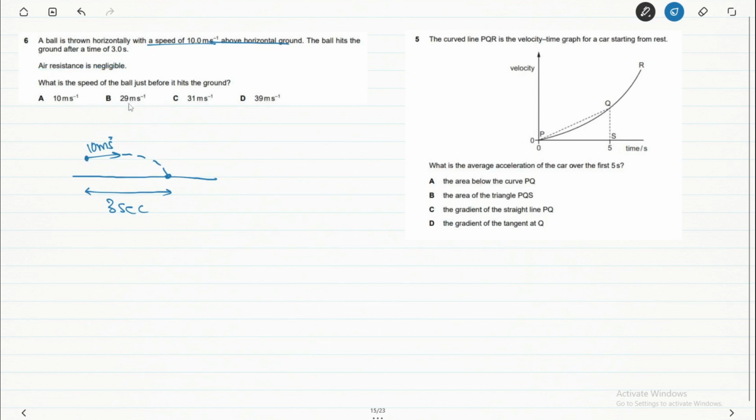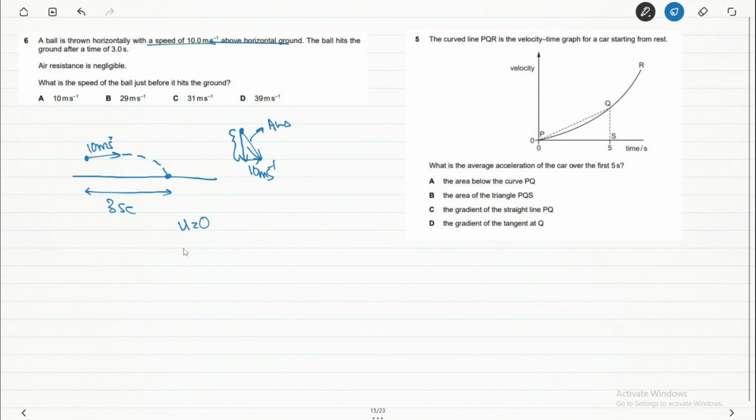So we just have to find the speed of the ball just before it hits the ground. The speed of the ball refers to the total velocity of the ball, which would be in this direction, because it will have a downward component at the end and a horizontal component, which would be 10 meters per second, because air resistance is negligible. So we just have to find this, and we can find this answer with Pythagoras theorem. So how do we find this? Use an equation of kinematics.